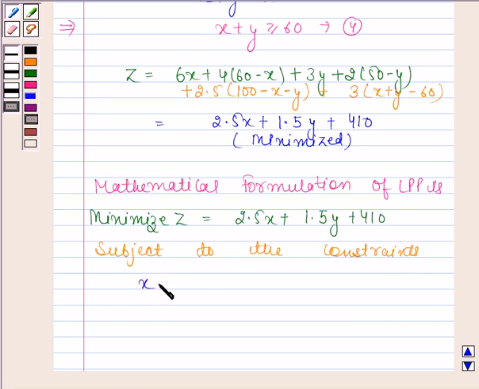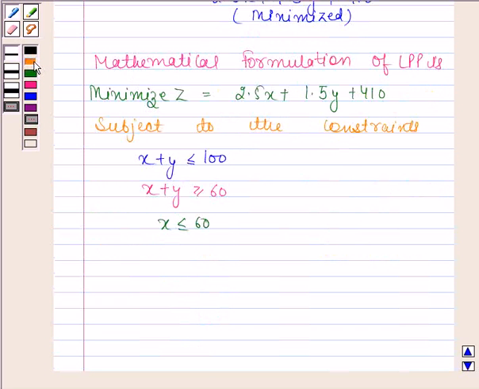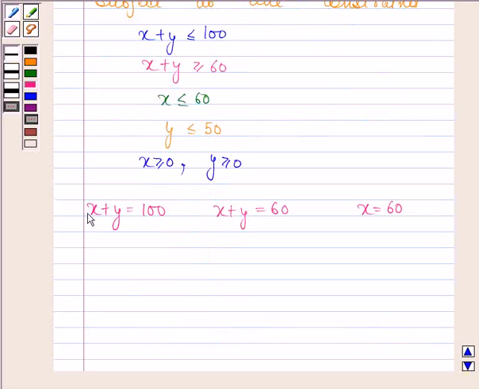x plus y less than or equal to 100, x plus y greater than or equal to 60, x less than or equal to 60, y less than or equal to 50, x greater than or equal to 0 and y also greater than or equal to 0. Equation corresponding to this inequation is x plus y equals 100. To this inequation is x plus y equals 60. To this equation is x equals 60. And to this inequation is y equals 50.